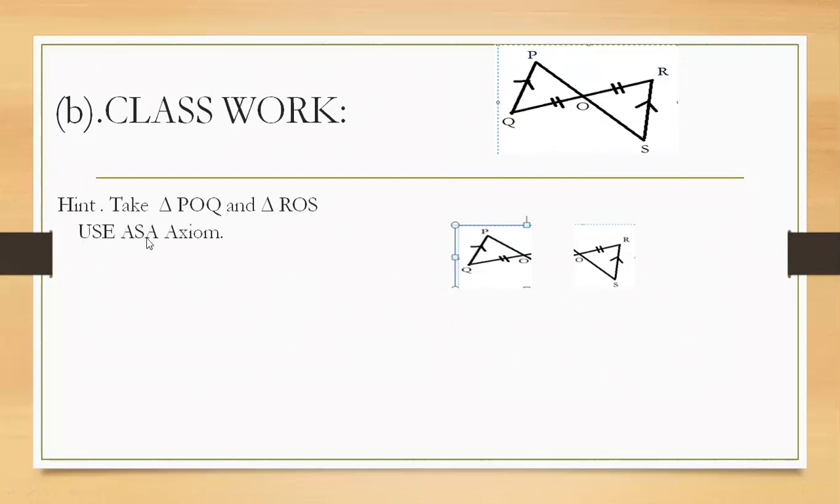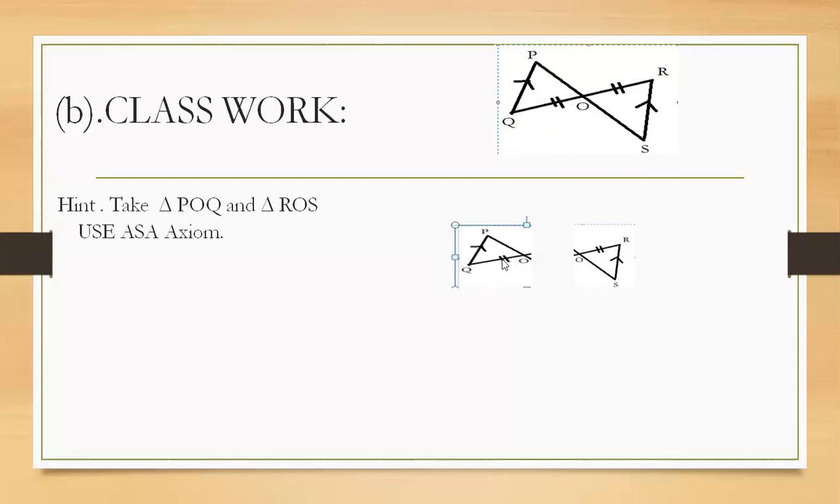First of all, we have to use ASA. This angle and this angle are equal because they are vertically opposite angles. And look, PQO and ORS, this angle and this angle are alternate angles. And this side, QO equals QR, they are given. These two sides are equal. That's why angle side angle, here also angle side angle, by the angle side angle axiom, these two triangles will be congruent.